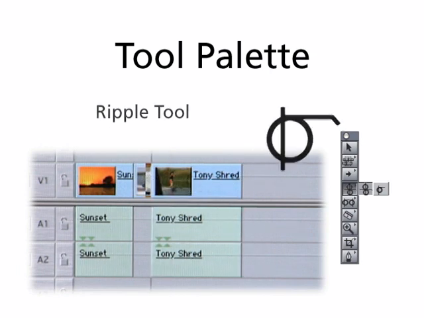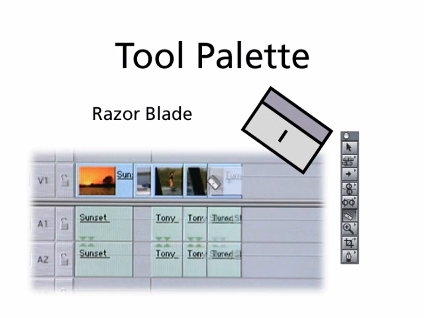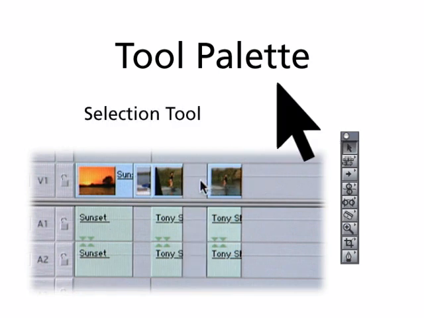Another handy tool is the Razor Blade. The Razor Blade functions like a digital splicer. Clicking on a clip with the Blade tool creates a cut. This is useful, for instance, when you want to cut out a section of a clip. Next, we'll look at how to add transitions and effects to your edit.